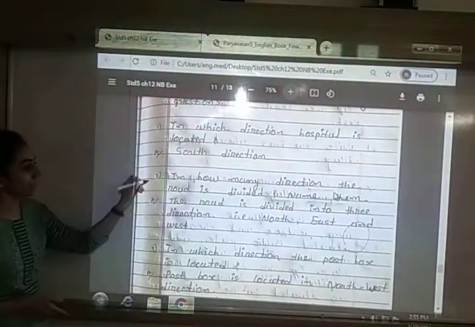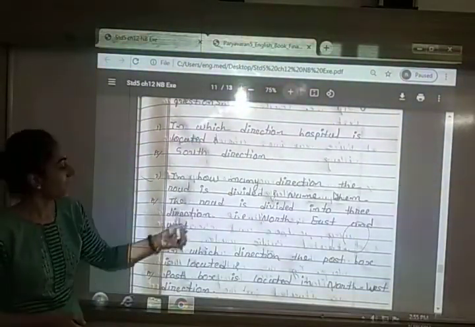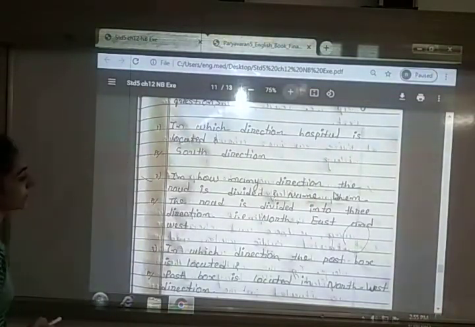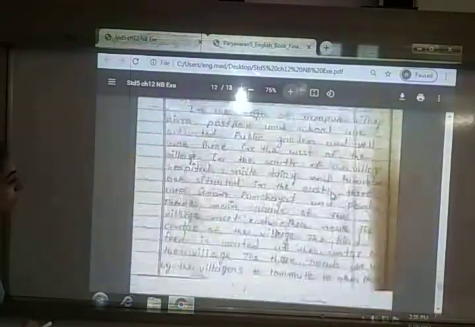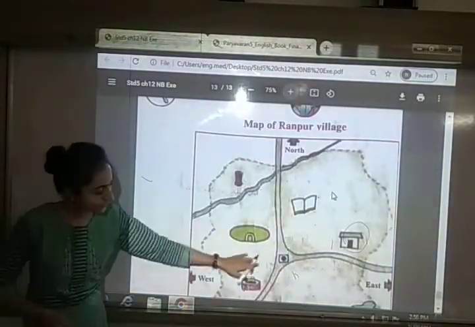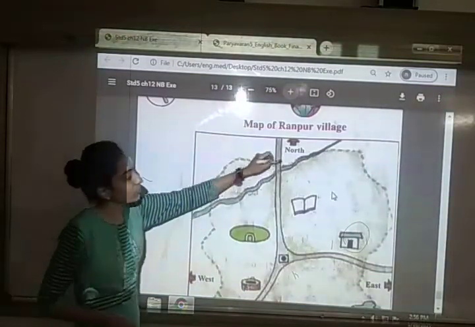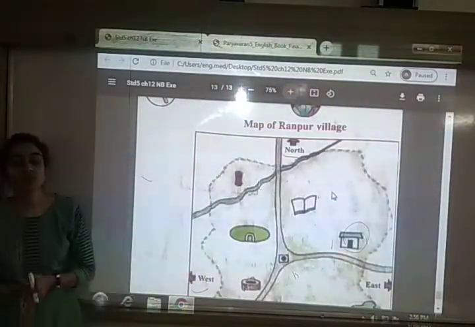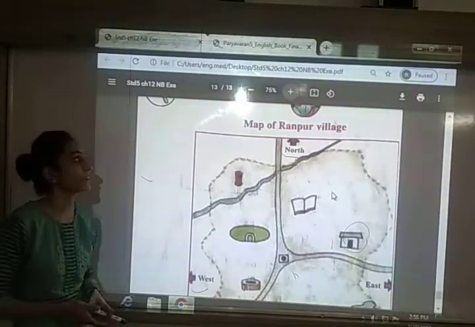In how many directions is the road divided, and name them. In which directions the road is divided, and you have to write the names of those directions. Let me look at the map again. Here you can see that the road goes in three directions, and the names of the directions are north, west and east. So the road is divided into three directions, that is north, east and west.